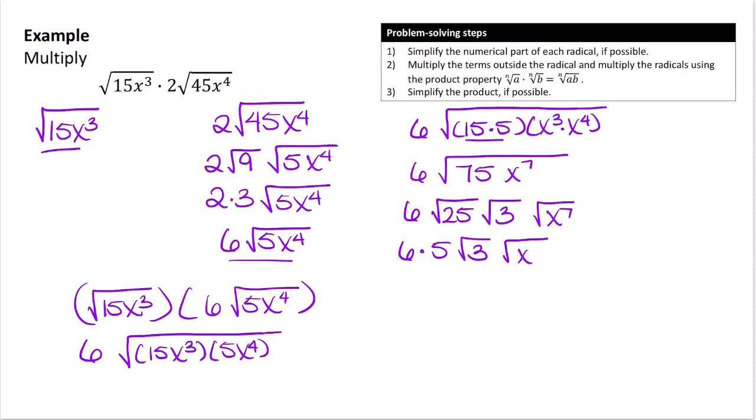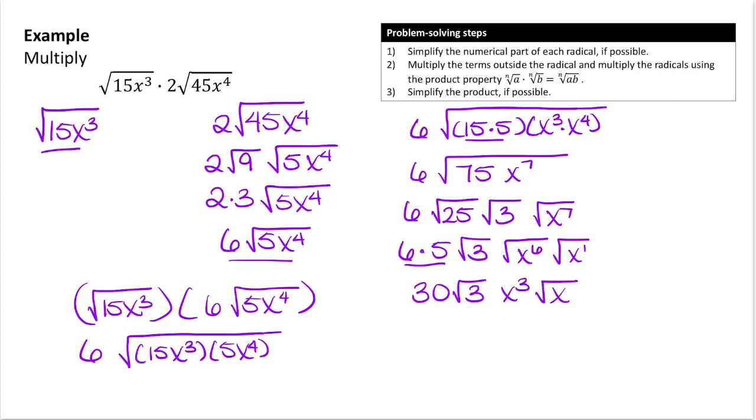So we can write this as the square root of x to the 6th times the square root of x to the 1, right? Because 6 plus 1 is equal to 7. So now let's just do some more simplification. So 6 times 5 is going to be 30. So we have 30 square root of 3. The square root of x to the 6th, well, when I do that square root, I'm going to take half the exponent. So that's going to become x cubed. And then I still have that square root of x.